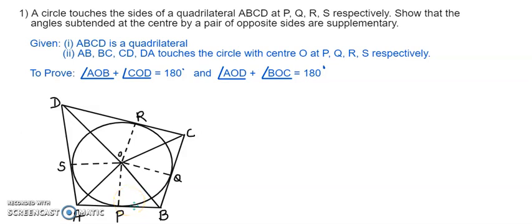Hello everyone. In this video and the next video, I'll be focusing on the most important and special case question based on circles and tangents to the circle. This question is a little bit different because it says that a circle is touching the quadrilateral ABCD at points P, Q, R, and S. We have to show that the angles subtended at the center by a pair of opposite sides are supplementary.